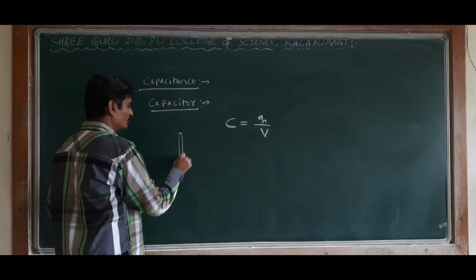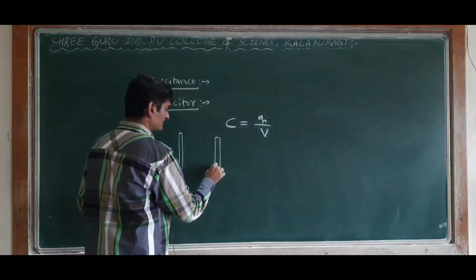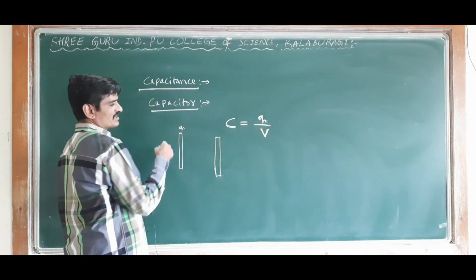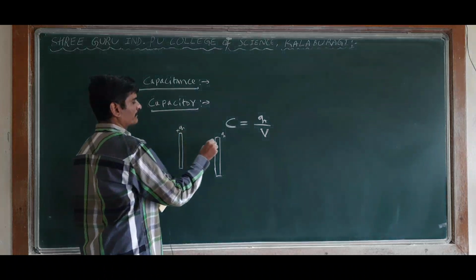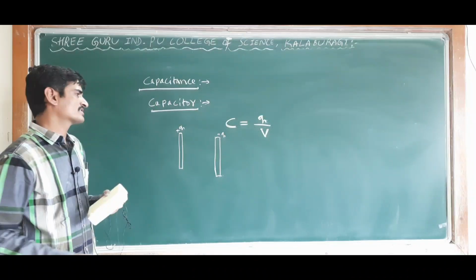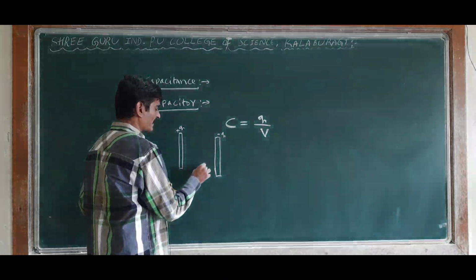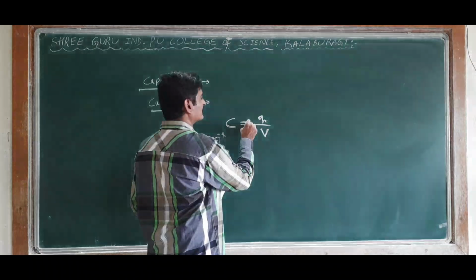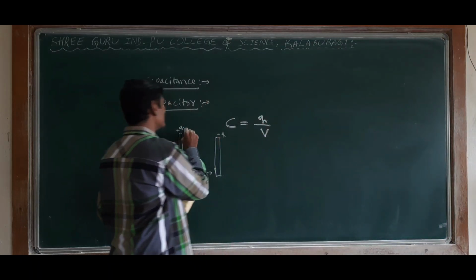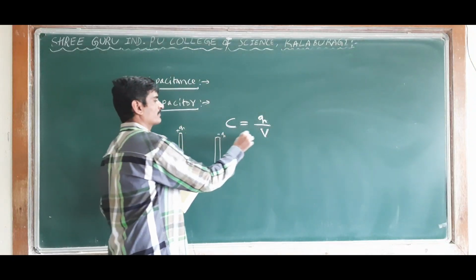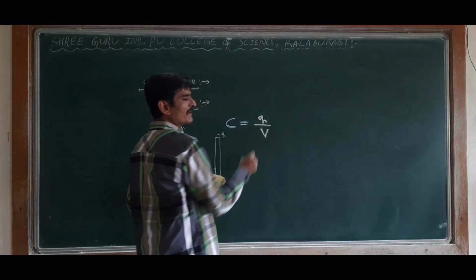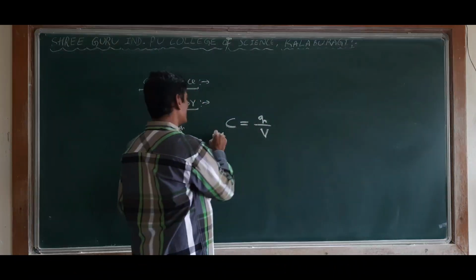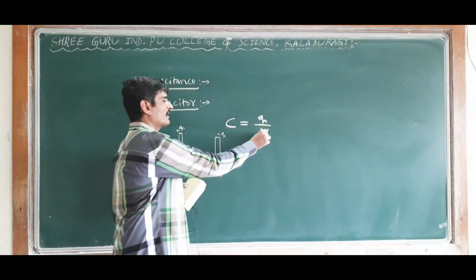Two charged plates will be there, and both will have the same charge magnitude Q. One has a positive charge and one has a negative charge, and the potential difference between them is V. Then capacitance is defined as the charge on any one of the plates divided by the potential difference between the plates.